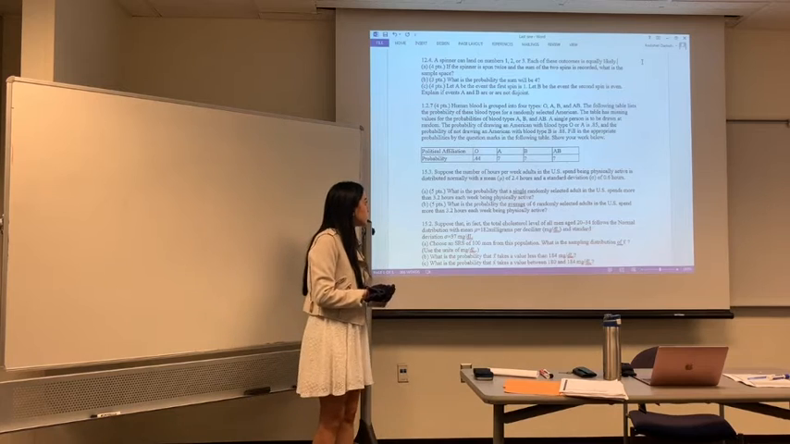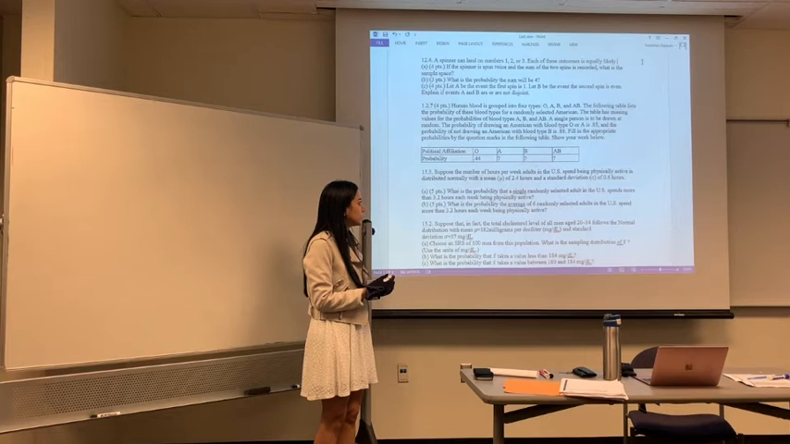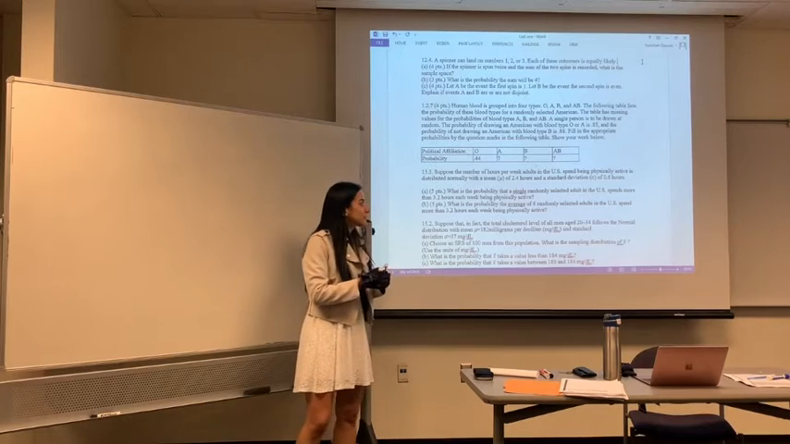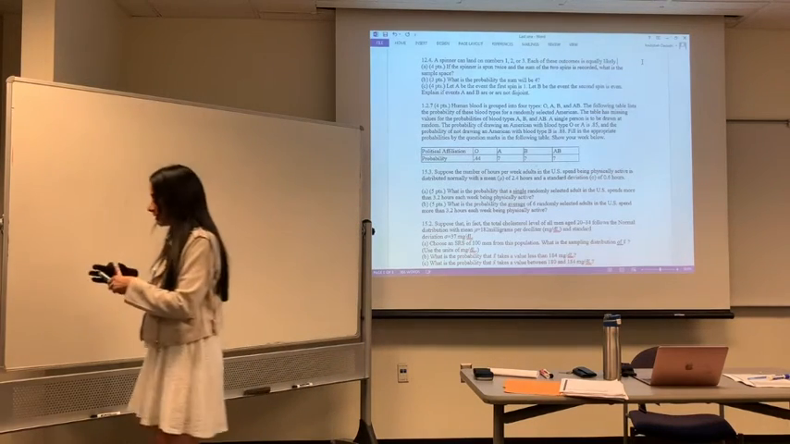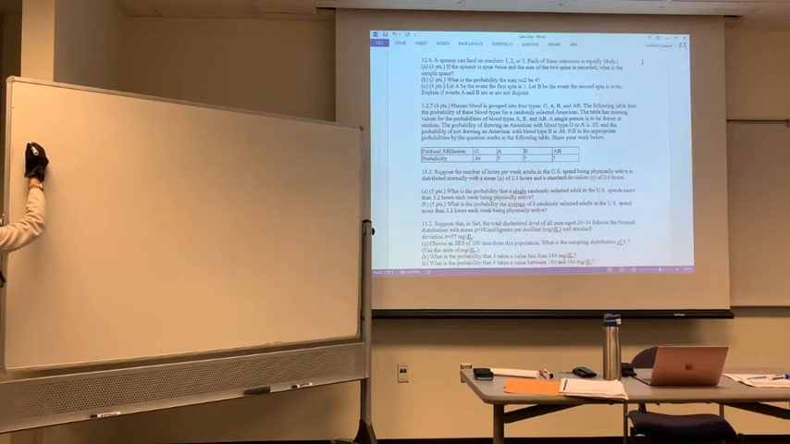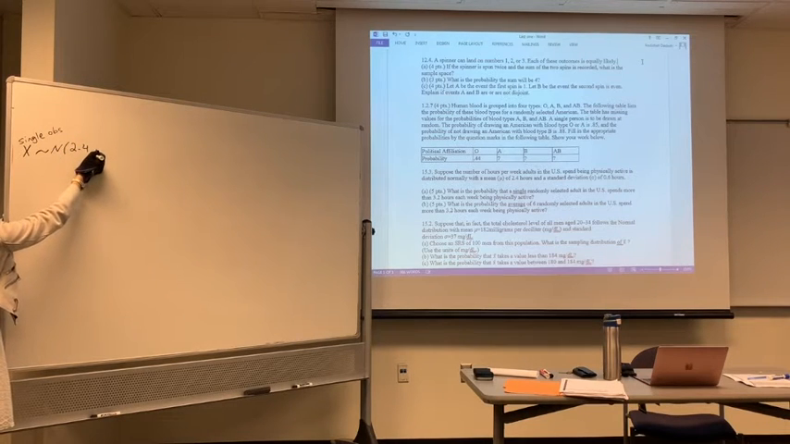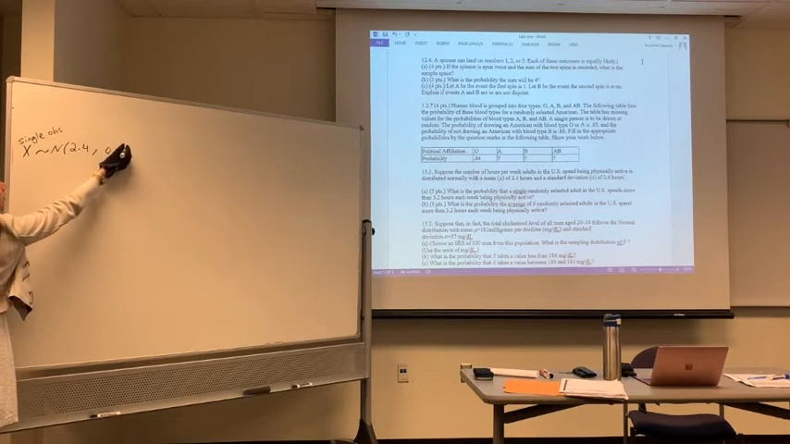It says, suppose the number of hours per week an adult in the US spends being physically active is distributed normally with mean 2.4 and standard deviation 0.6. So X, one single observation, has a normal distribution with this mean, am I right? And this is the standard deviation, correct?